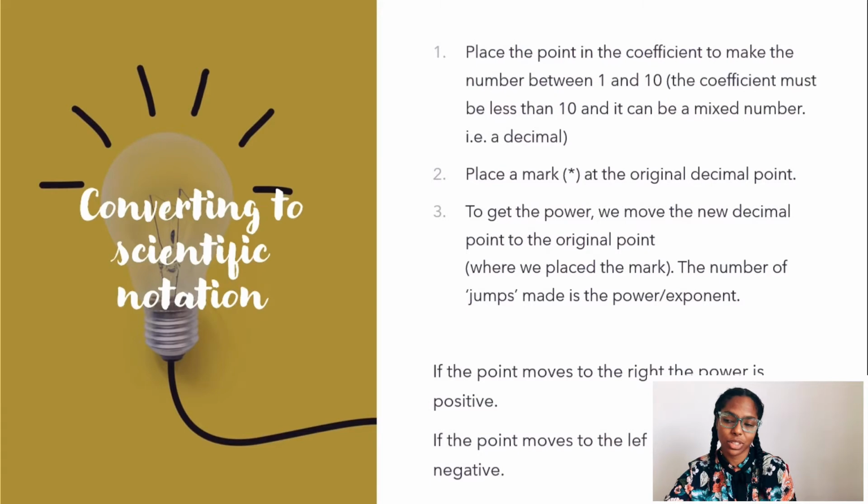Converting to scientific notation. This is a step-by-step procedure of how exactly to convert from decimal form to scientific notation or standard form. First thing is, place the point in the coefficient to make the number between 1 and 10. Step 2: place any random mark, I'm just using an asterisk, at the original decimal point.